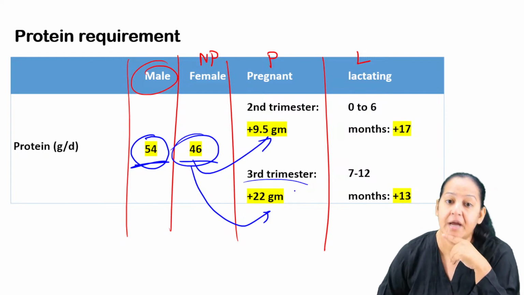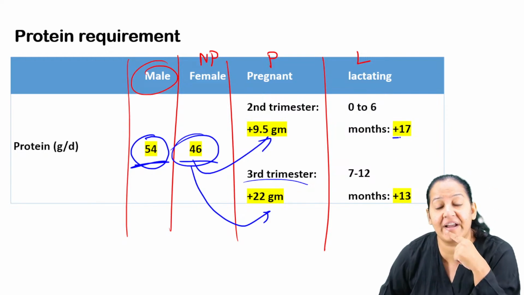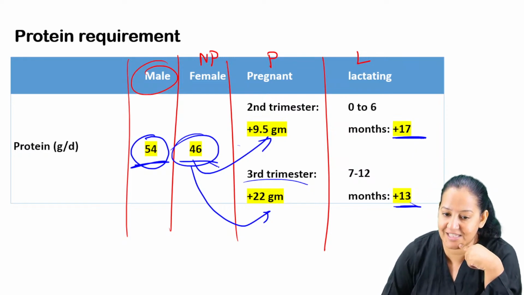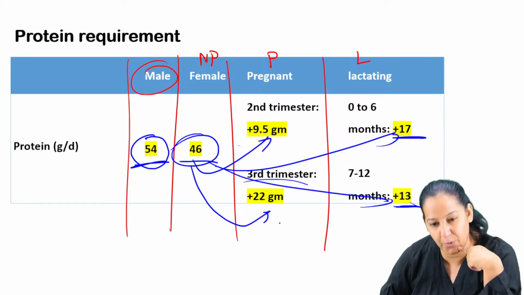It's 46 only. During lactation, during the first 6 months of lactation, additional 17. And second 6 months of lactation, additional 13. So 46 plus 17, 46 plus 13. I hope you are getting it.